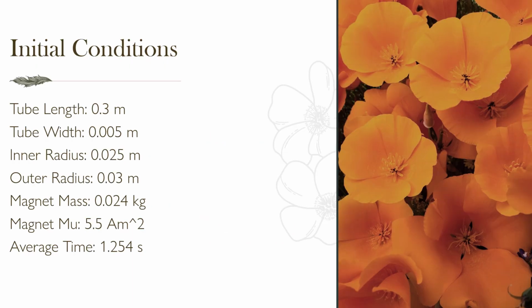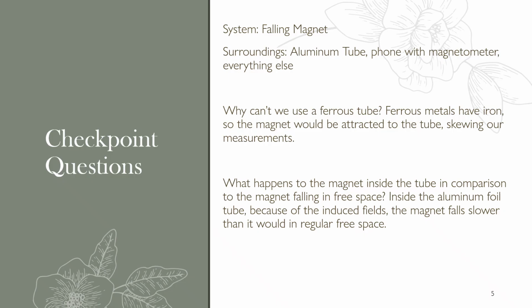We have some quick initial conditions here. The tube length is 0.3 meters, the tube width was 0.005 meters, inner radius, outer radius. The magnet mass is 0.024 kilograms. The magnet nu, which is from the previous lab 3, was 5.5 A·m². And finally, after dropping the magnet through the tube 5 times, we came out with an average of 1.254 seconds.